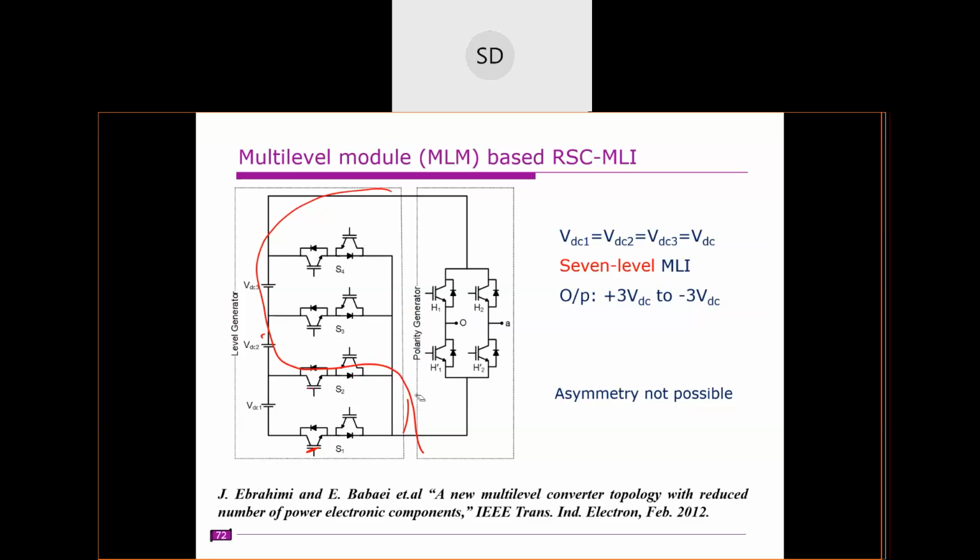And the drawback is that the voltage drop is very high. For example, if I'm operating with the 0 voltage level, what is the voltage blocking of switch S1? What is the blocking voltage of switch S1?